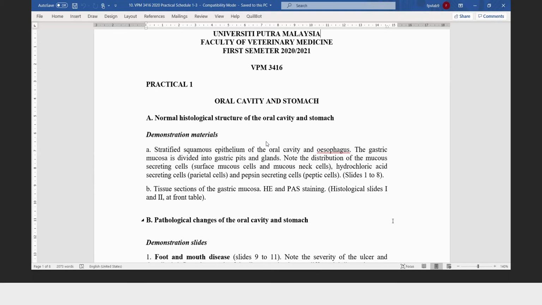And then the second one, they have the parietal cell. This parietal cell is important with regard to production of hydrochloric acid, keeping the lumen of the stomach in an acidic condition. This acidic condition plays an important role in the process of digestion, and also in the inactivation of microorganisms, for example viruses or bacteria.